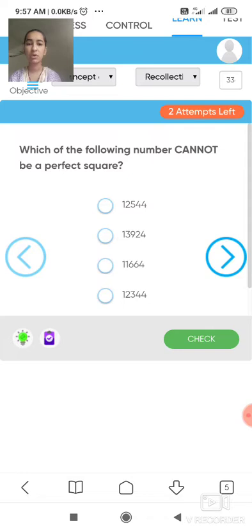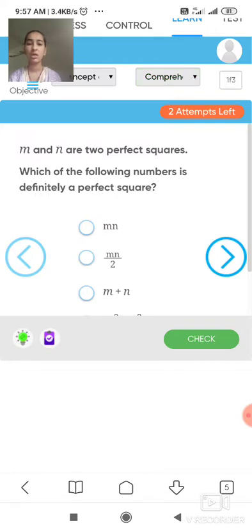Take an example and use that method to find whether these are perfect squares or not. Pause the video and try to solve this example. Are they perfect or not? Among these, which is not perfect, you have to tell me. This example is for you.